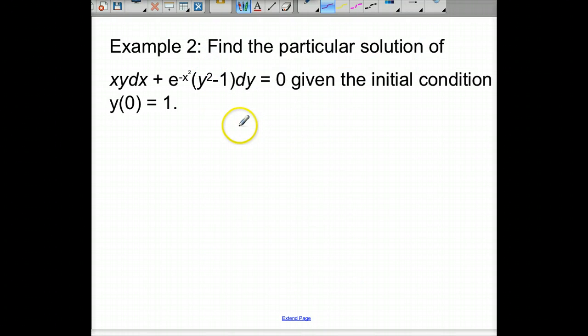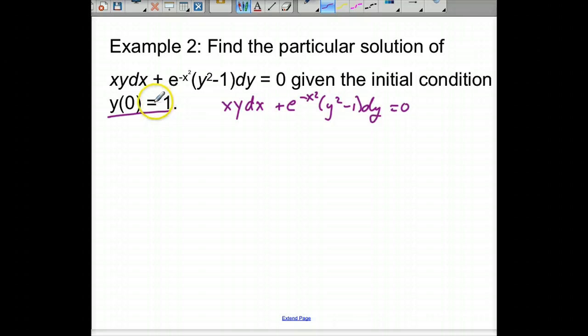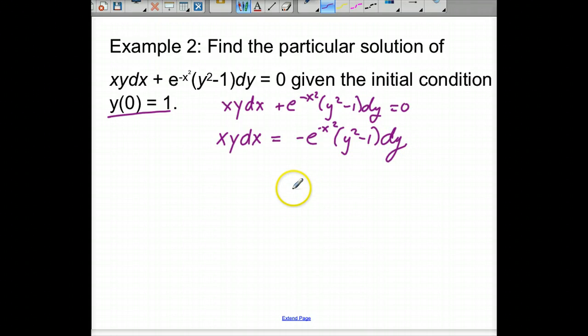Okay, here's one where we have to find the particular solution. So we have xy dx plus e to the negative x squared times y squared minus 1 dy equals 0. We're going to find the general solution and then use the condition that when x is 0, y is 1. So we have to separate our variables first of all. Let's subtract e to the negative x squared times y squared minus 1 dy from both sides, and then start dividing.